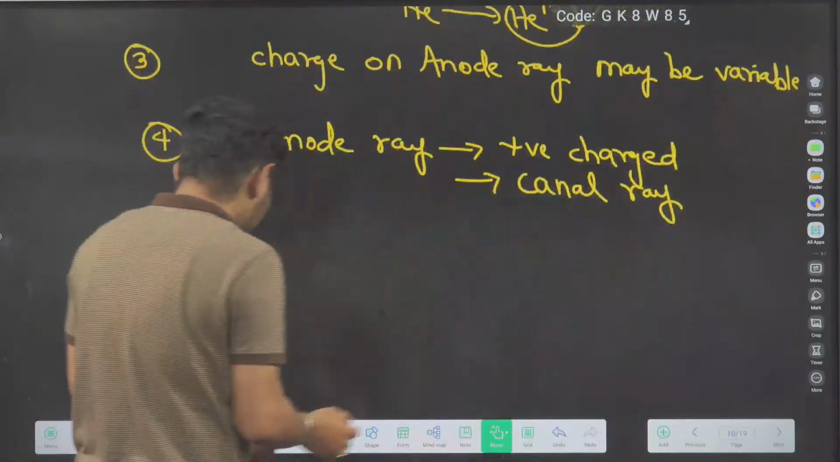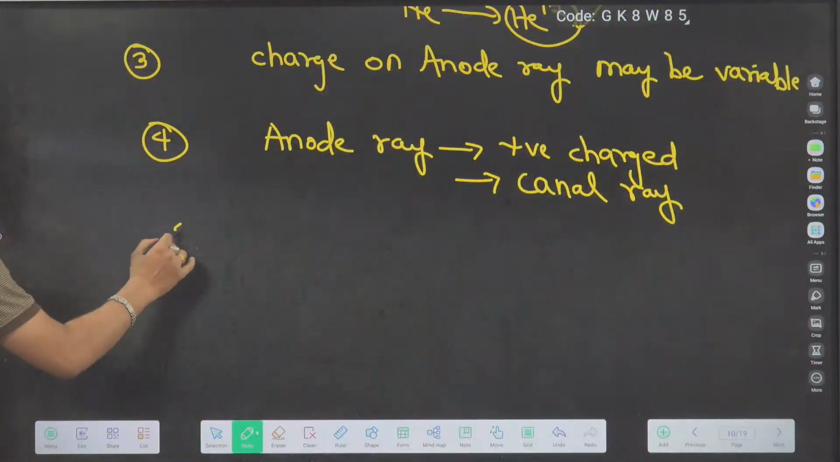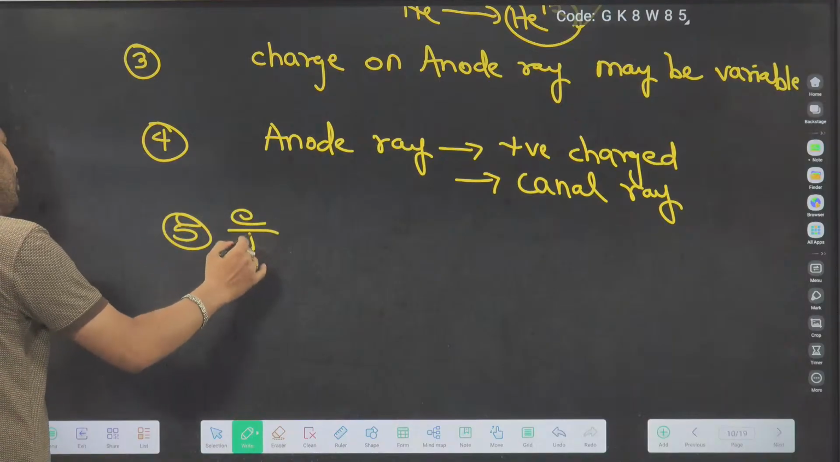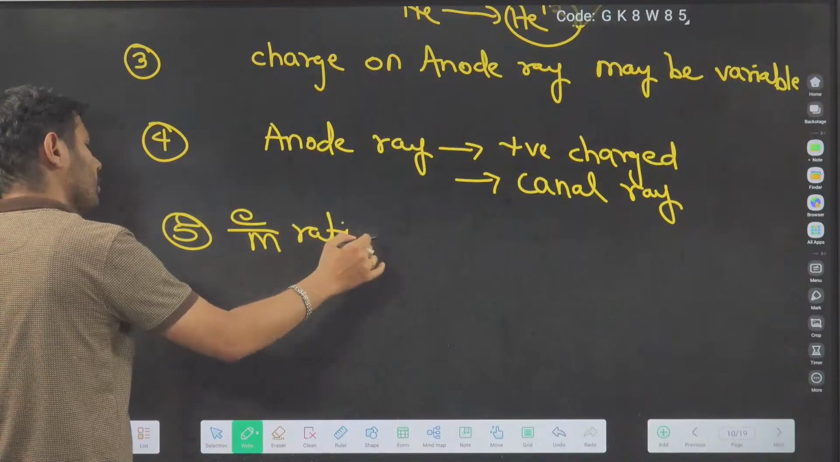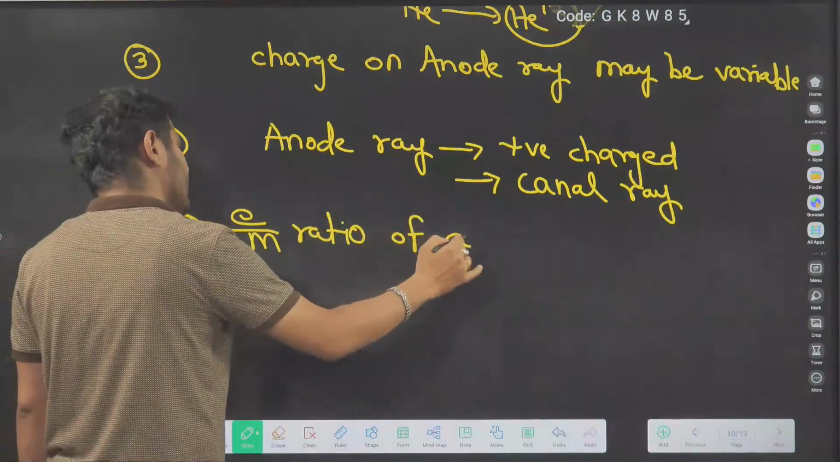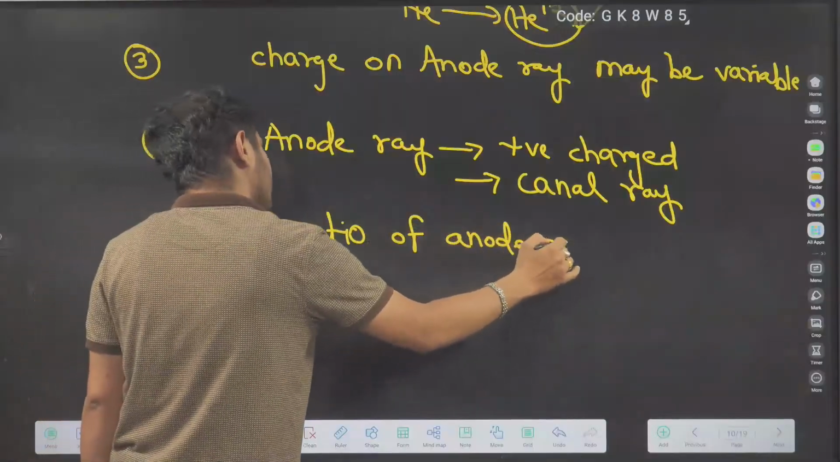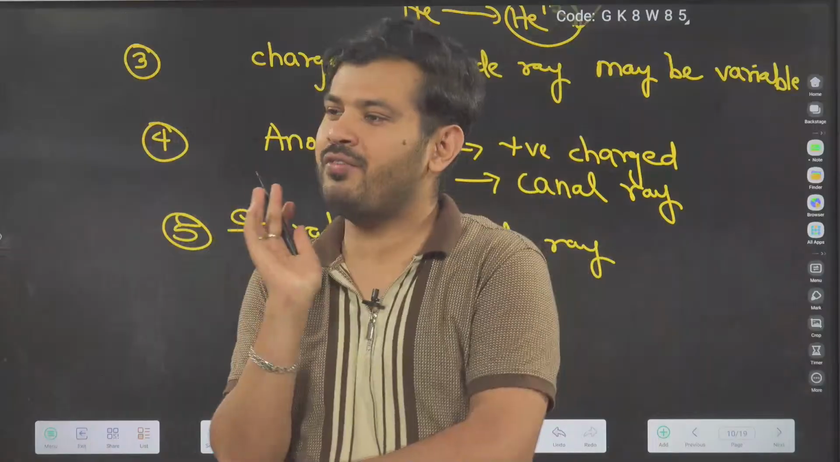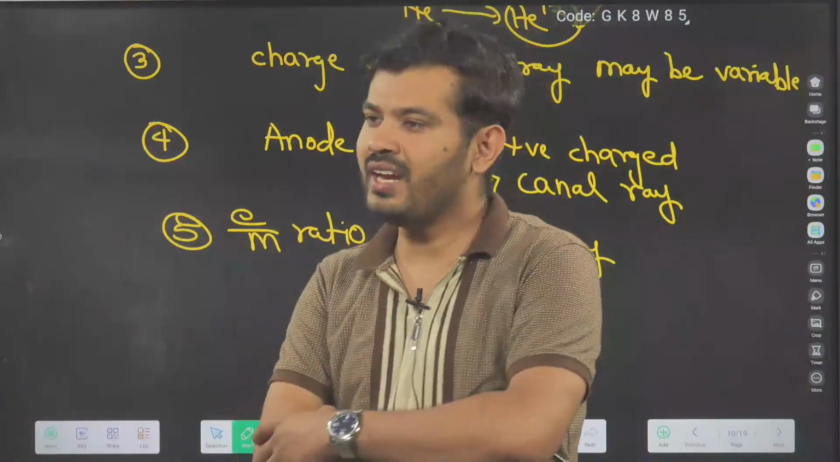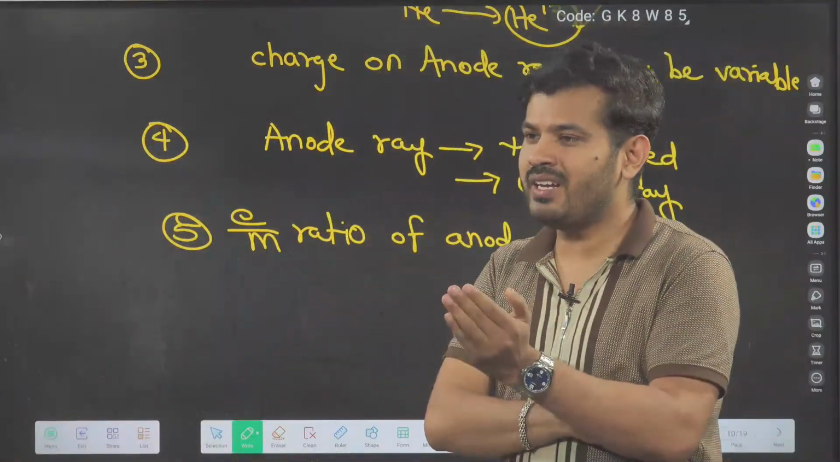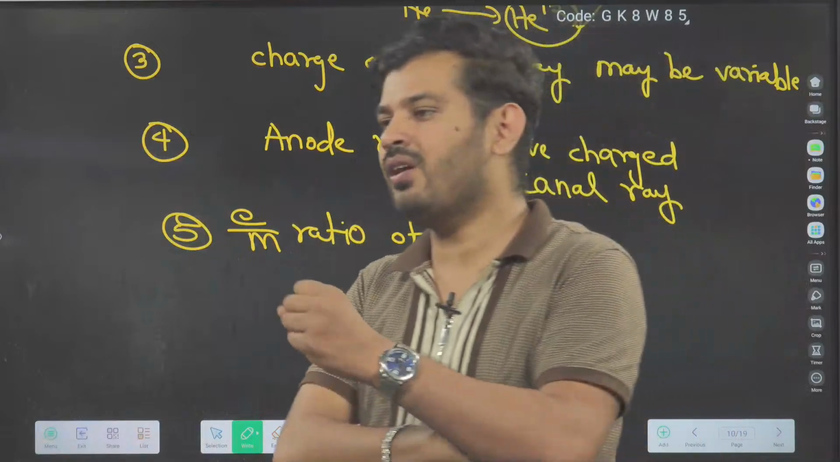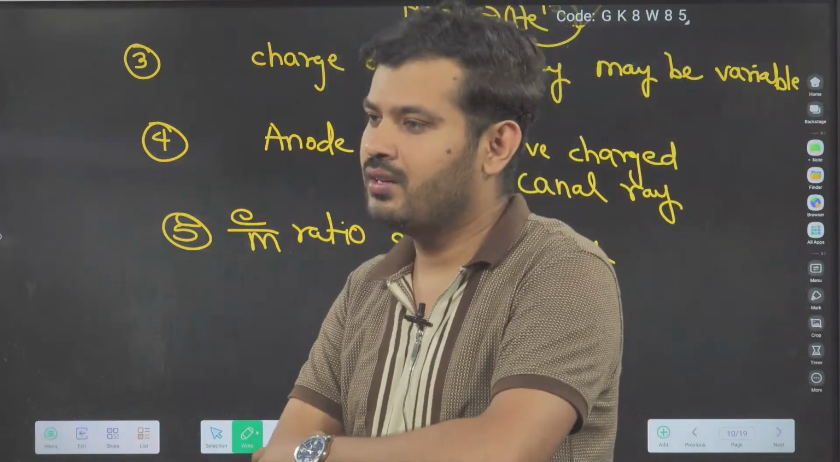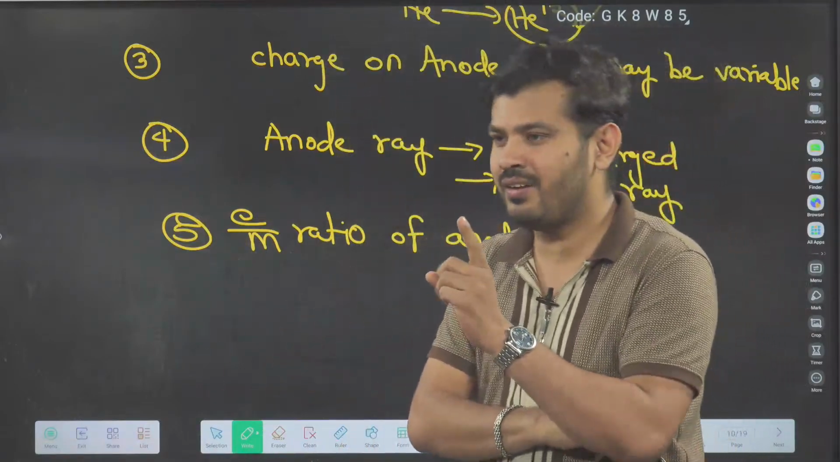Now the next point I can say is the E/M ratio of anode ray. You tell me, for anode ray, will the E/M ratio always be the same or different? Can anyone tell me if the E/M ratio for the anode ray experiment will always be same or different? Those who have understood the experiment can definitely answer this.